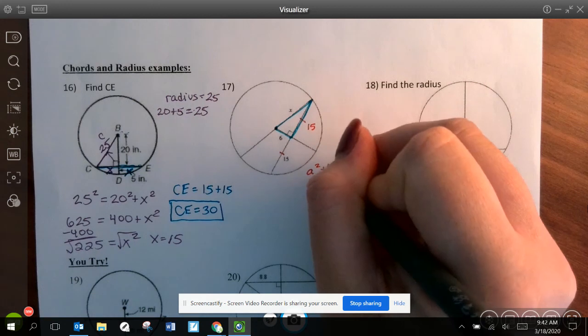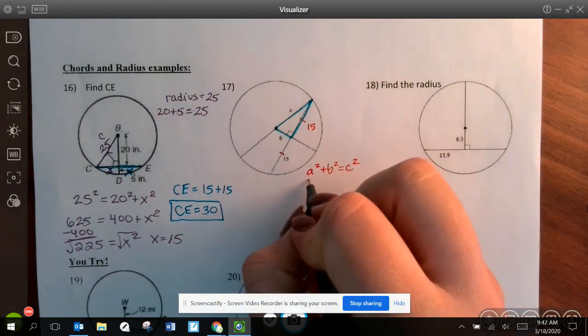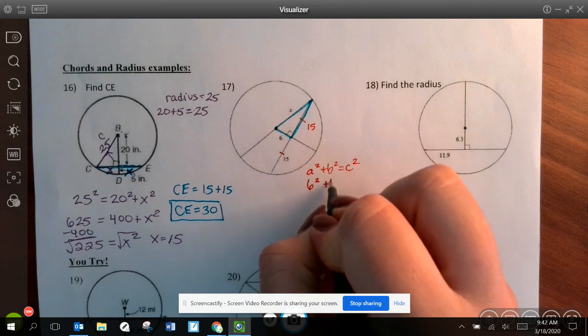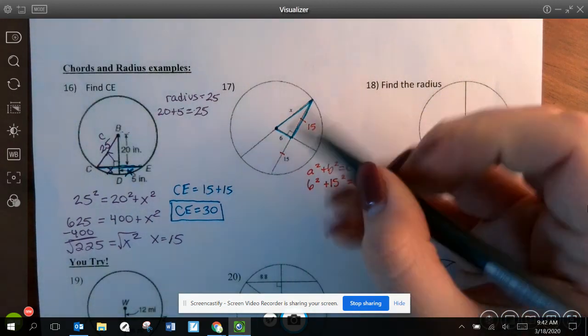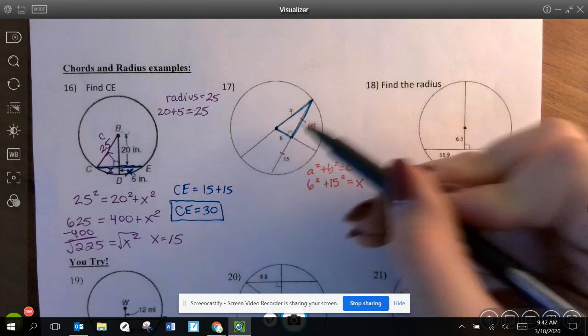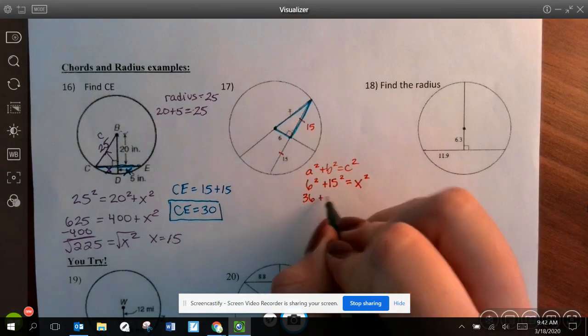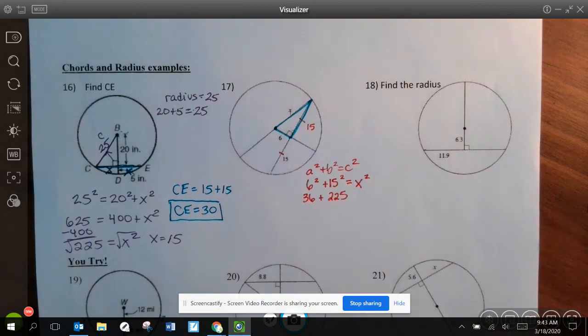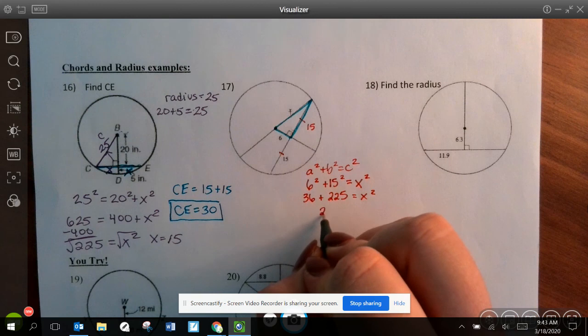A squared plus b squared equals c squared, and I know that a is 6, b is 15, and then my c across from my right angle is that x. Okay, so 6 squared is 36, 15 squared is 225. Okay, so 225 plus 36 gives me 261.